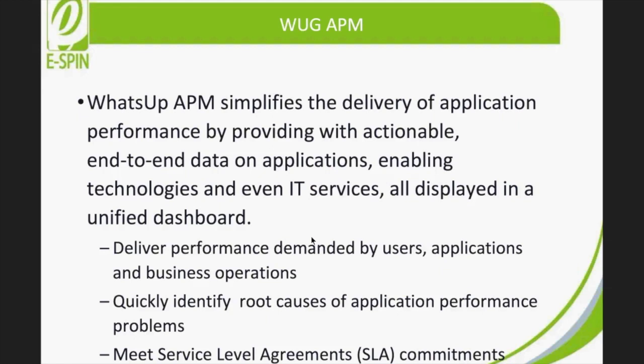Right? So it will allow you to deliver the performance demanded by the user, application, and business operation. Because a business owner with e-banking, for example, is only interested to know how my e-banking application is running, right? And so on. Quickly identify the root cause of application performance problems to avoid a very long process of finger pointing at each other, while the system remains slow or down. And then meet the SLA commitment for the enterprise application. This is a typical use case for all this kind of APM software.